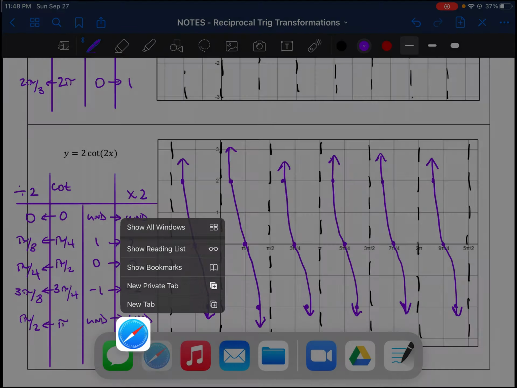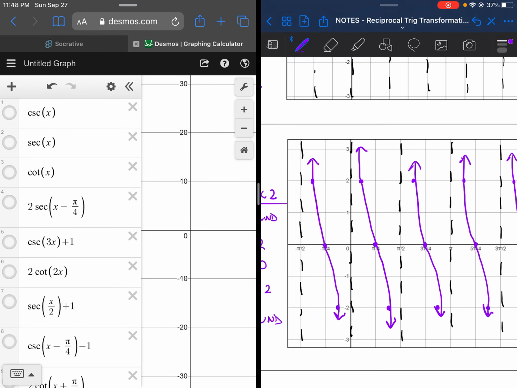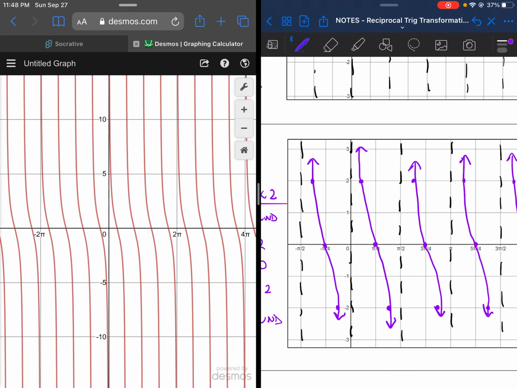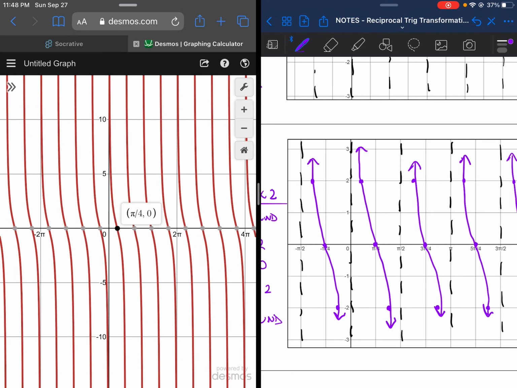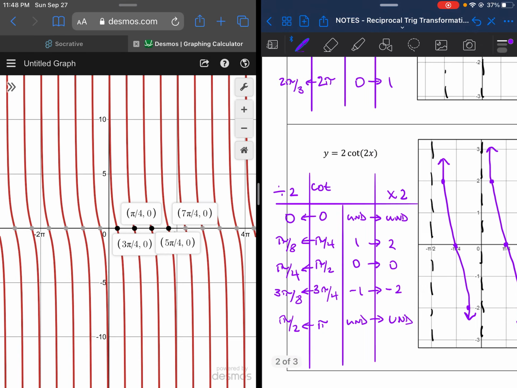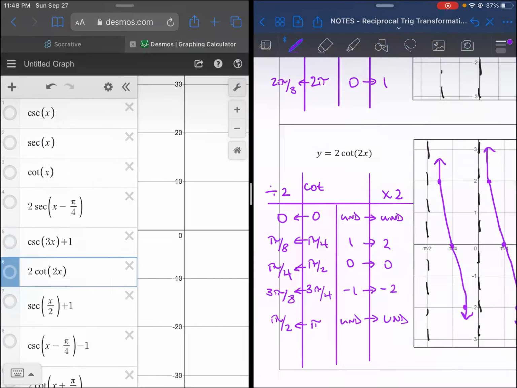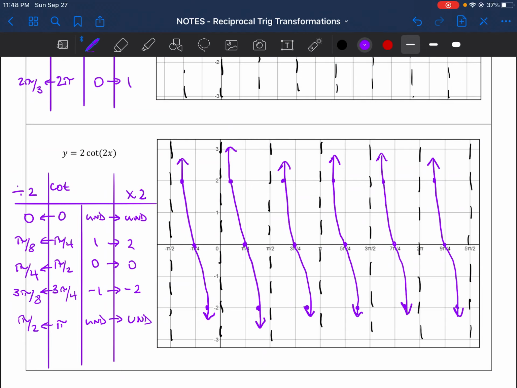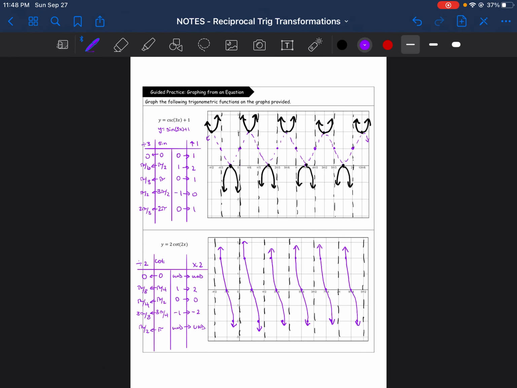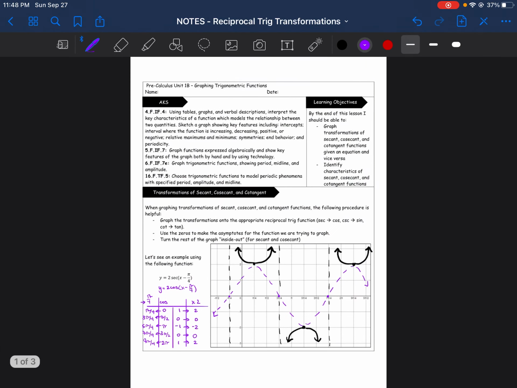Once again, let's check a few points real quickly in Desmos. So here's 2 cotangent of 2x. And let's just look for some common points here. We have pi over 4, 0. We have 3 pi over 4, 0. We have 5 pi over 4, 0. We have 7 pi over 4, 0. We can see all these points are matching up. We don't need to keep checking everything. Everything's looking good there.